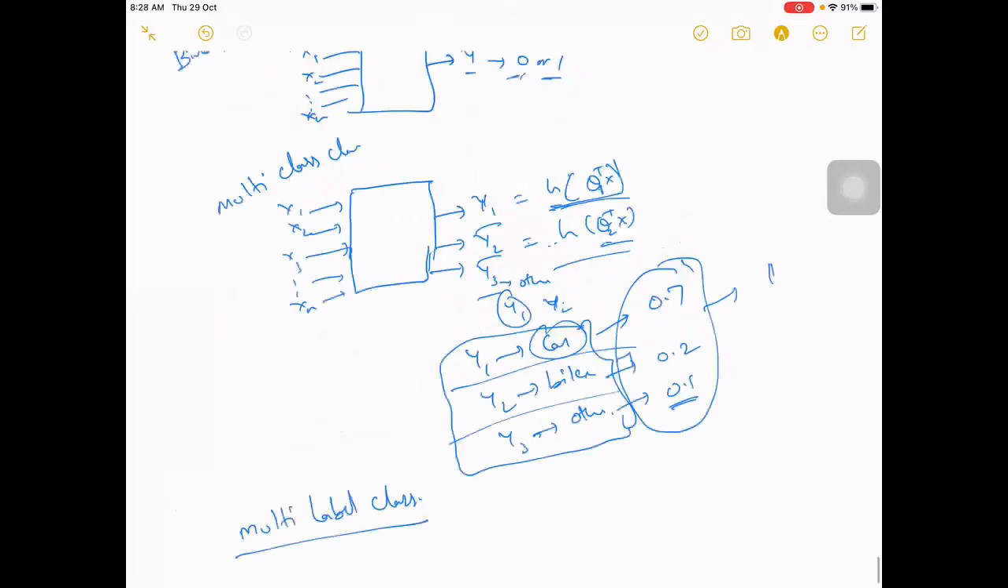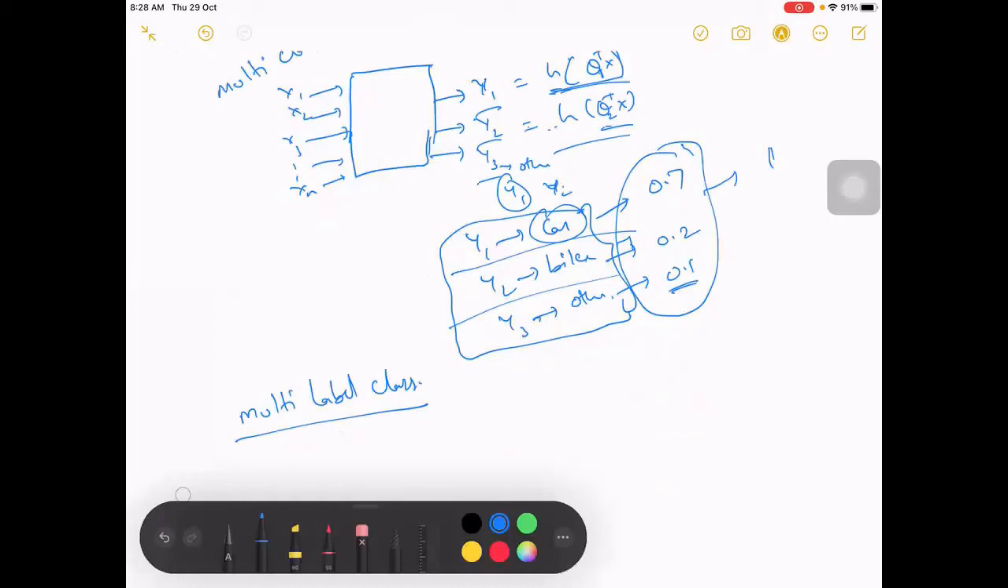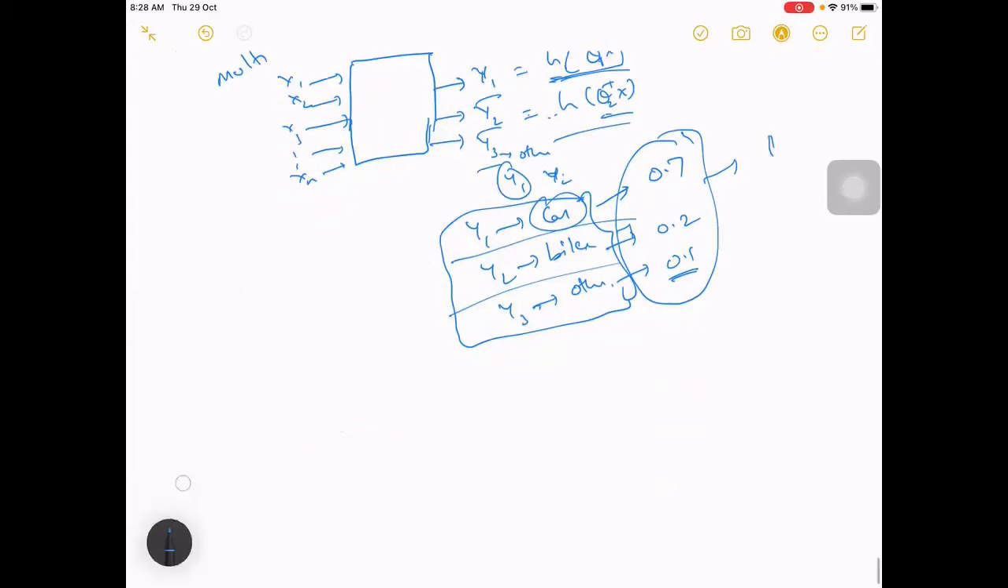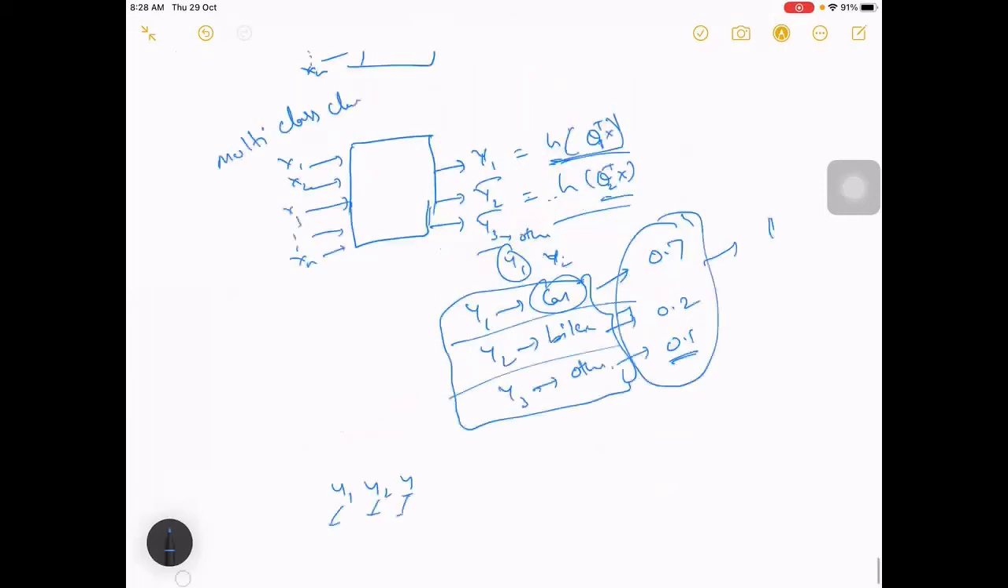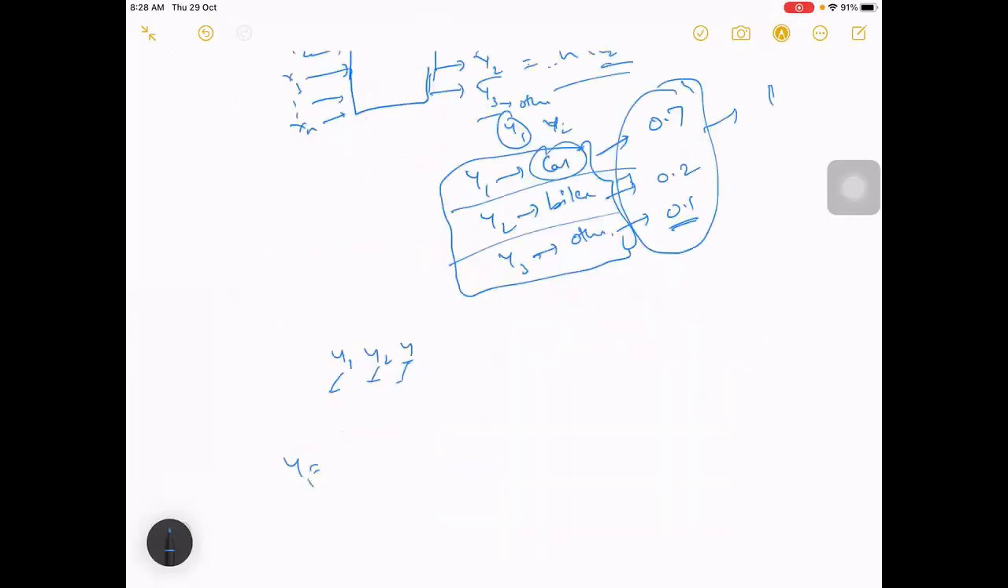So let's talk about multi-class only. What will happen in the case of sigmoid during multi-class is something like this. Let's say you have y1, y2, y3, meaning three different classes. Let's say y1 will be e power theta 1x by 1 plus e power theta 1x plus e power theta 2x plus e power theta 3x. Okay, this will be y1.